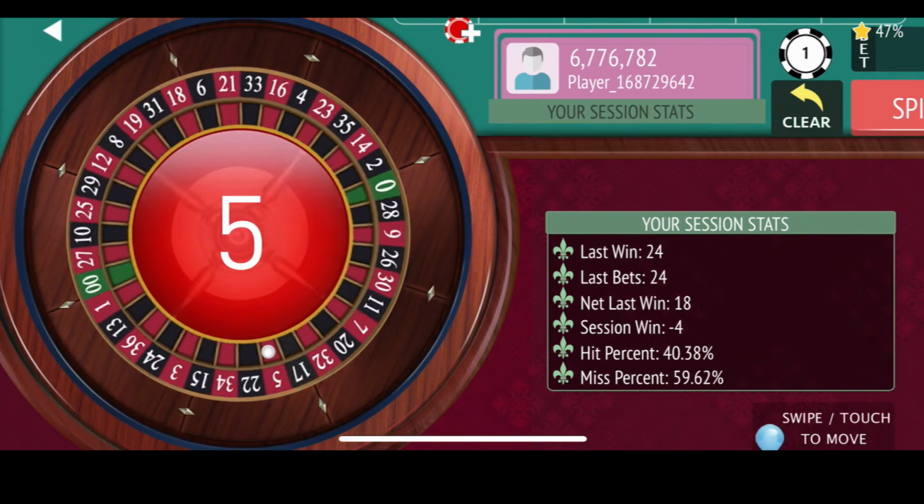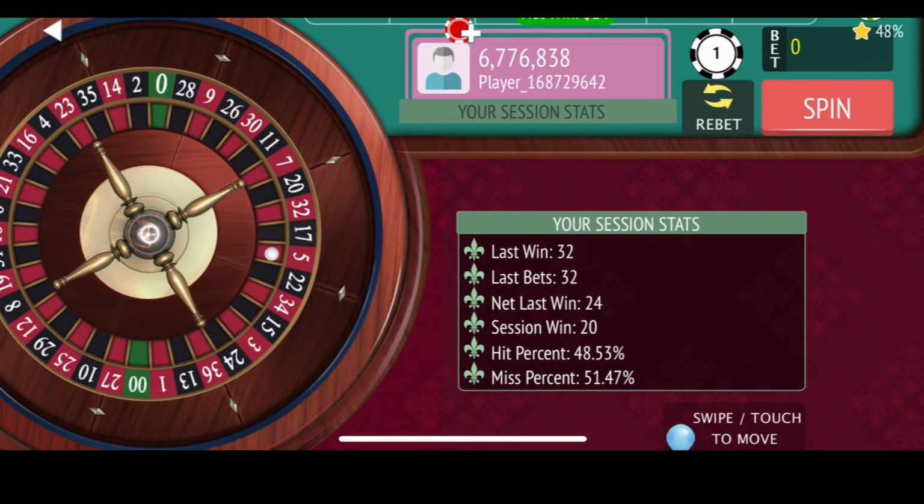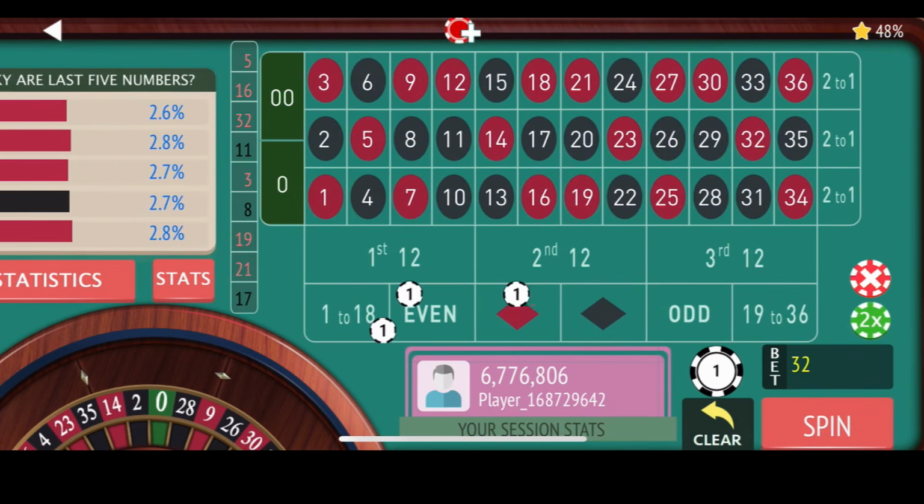This is spin number 10. We get a 5 red. 5 red is a $24 hit. We're up at 20 bucks. Previously, we were at 18. We're trying to get into $10 profit goals, right? Setting those milestones. So let's go ahead and repeat the bet.